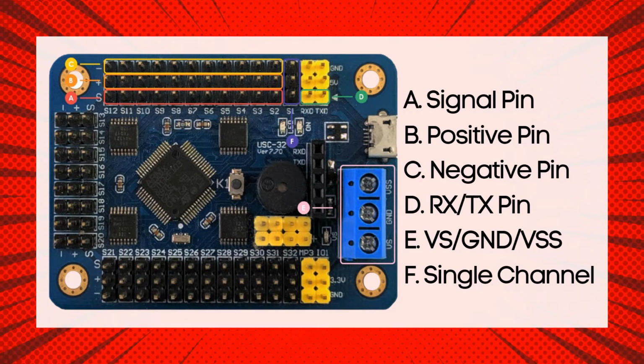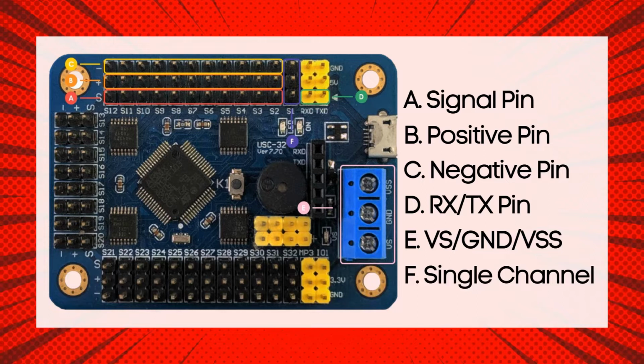Letter B is the positive pin. This is the output voltage for the servo motor. How about letter C? It is the negative pin, also known as our ground pin. Letter D is our RX-TX pin, and it handles the output and input from the Arduino. Next, we have letter E, the VS, GND, and then the VSS. It connects the incoming power from the battery.